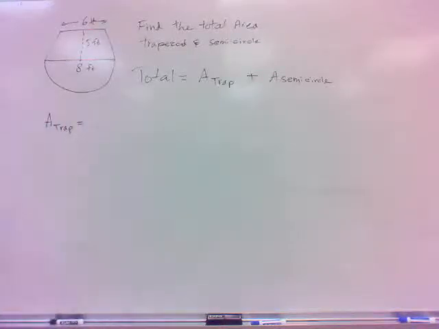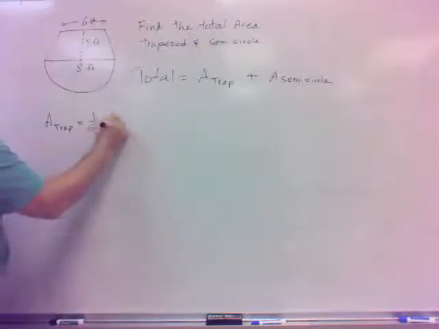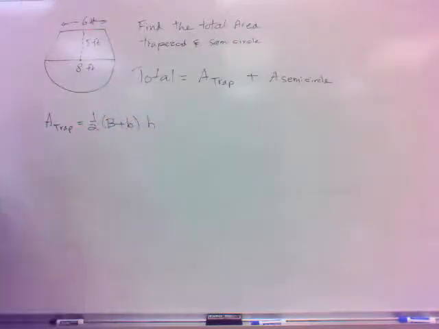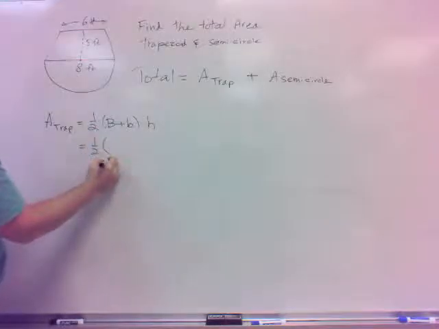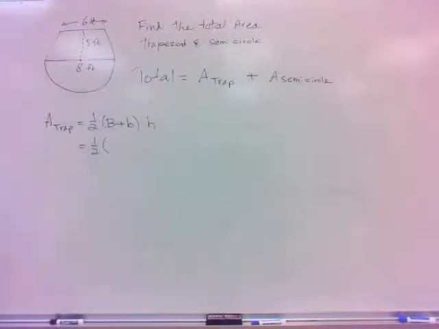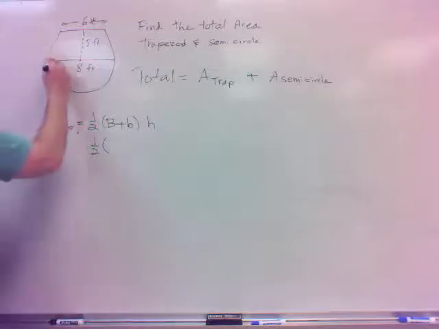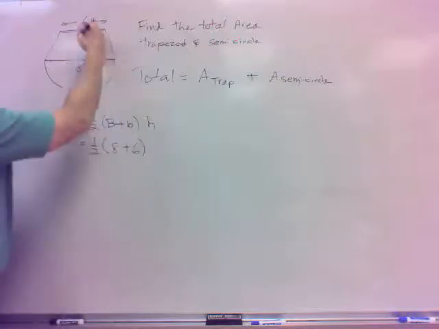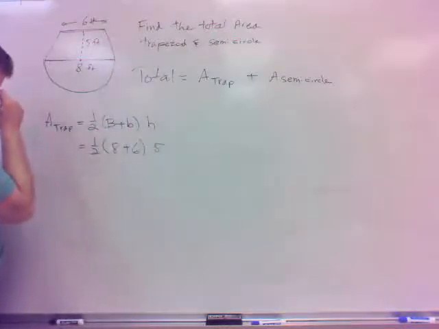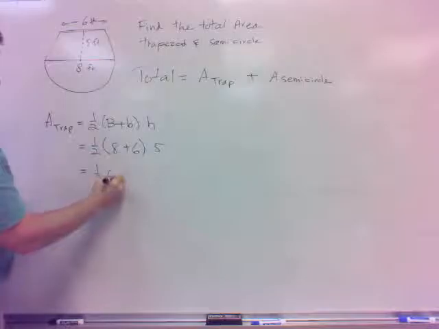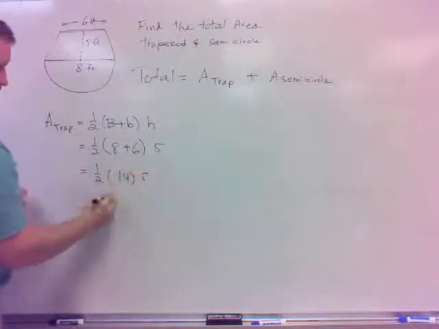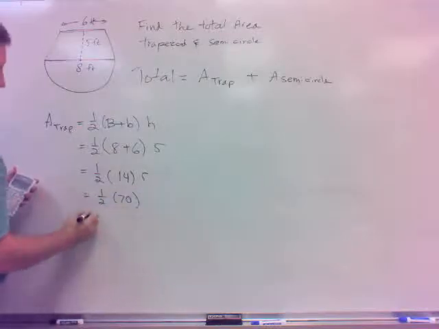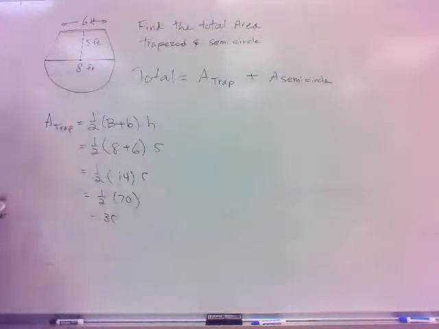Trapezoid formula. What is it? 1/2 big B plus little b times h. So that'd be 1/2. The big B is the length across there, so that's 8. The little b is the length across there, so that's 6. And then the height is there, so that's 5. So it's 1/2 times 14 times 5. See, 14 times 5 is 70. So it's half of 70, which is 35. So the trapezoid area, 35. Is that okay?